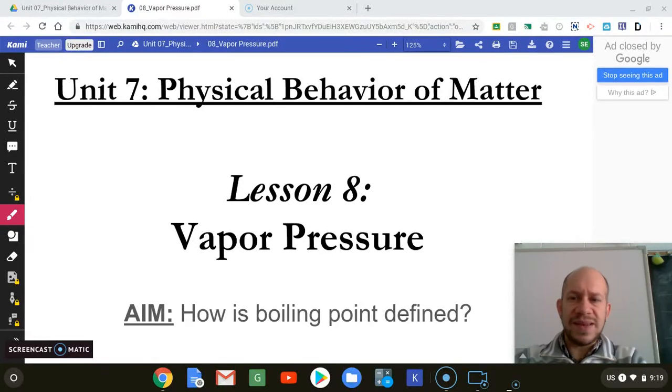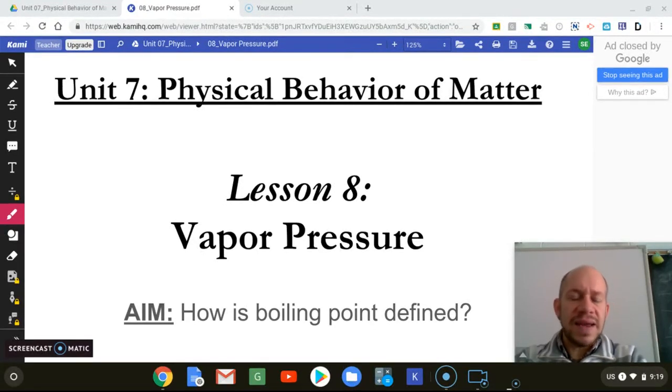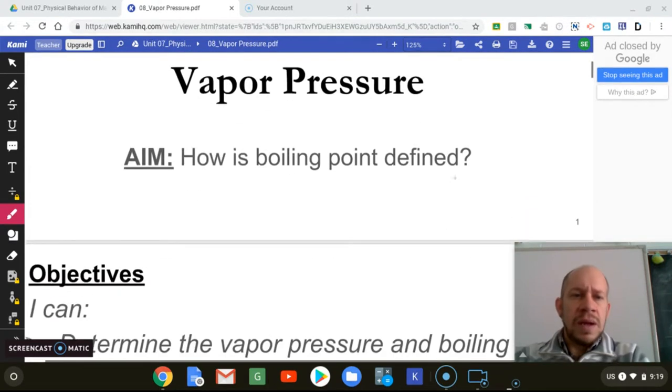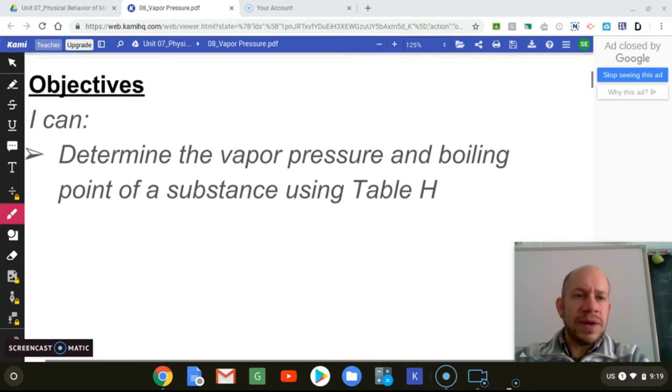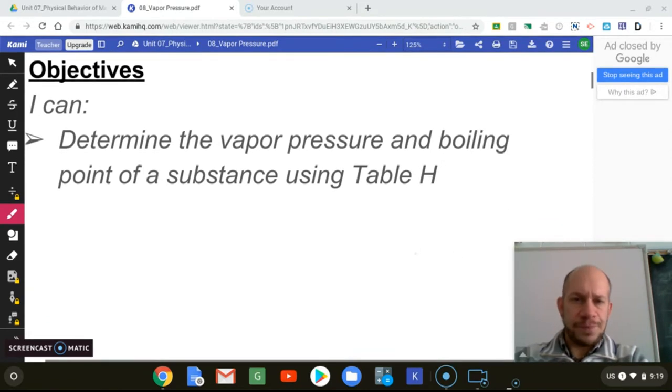This is Unit 7, Physical Behavior of Matter. Lesson 8, Vapor Pressure. How is boiling point defined? The objectives of this lesson: I can determine the vapor pressure and boiling point of a substance using Table H.